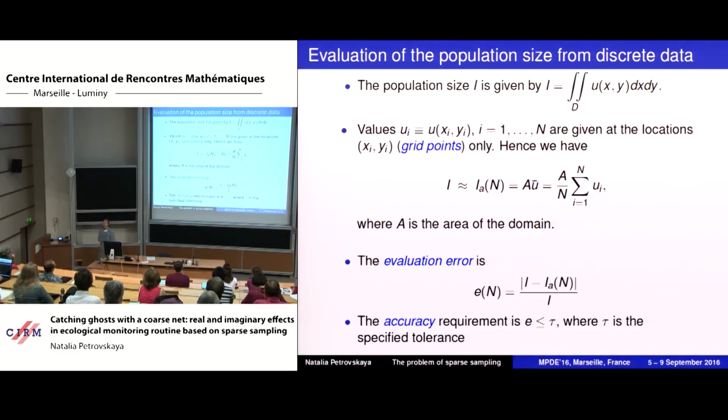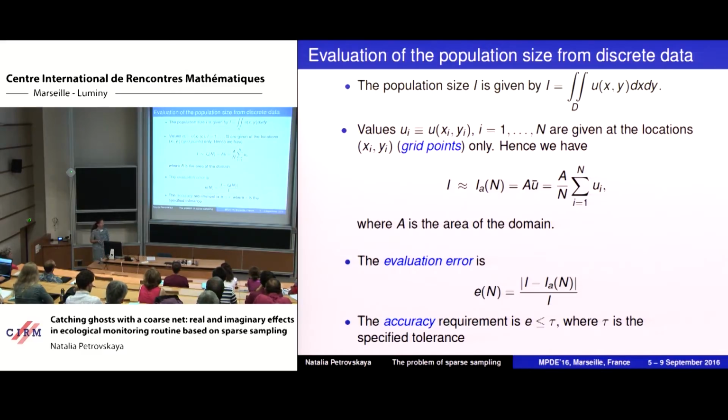So, if we use the density function everywhere, that would be a very nice mathematical problem. By the definition, the total population size is given by the integral, because this information is given to us at the sampling locations only. So, more mathematically speaking, at grid points of our grid.